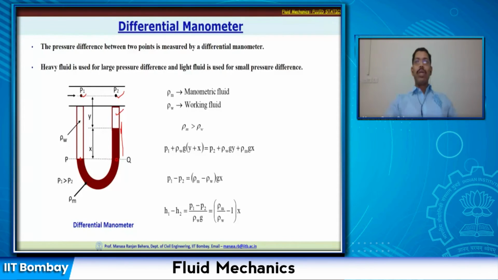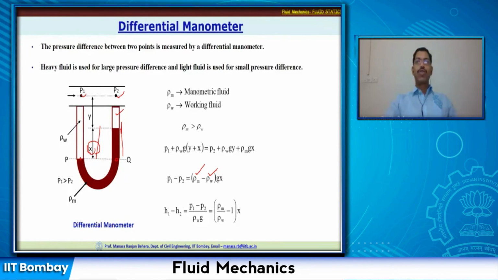Okay. So now you see that this is only a function of X. There is no Y in this, because they have been cancelled out on both sides. So if you use a differential manometer, and you measure the difference between the two limbs in the manometric fluid, that you find out as X. This X is the value using which you can find out the difference in pressure. And usually you already know the density of the manometric fluid, you know the density of the working fluid, and gravitational acceleration is known, so you can easily find out the pressure difference.